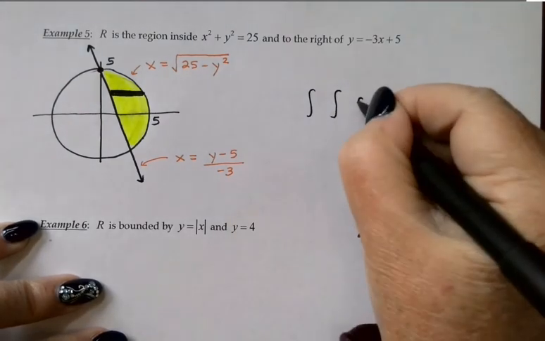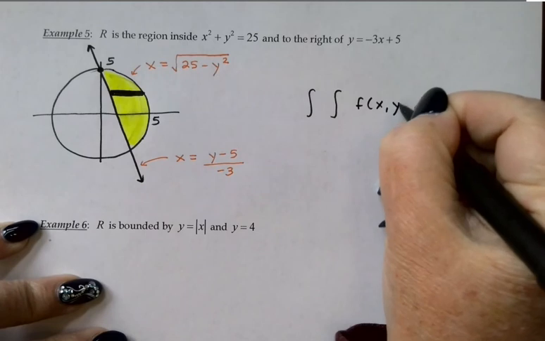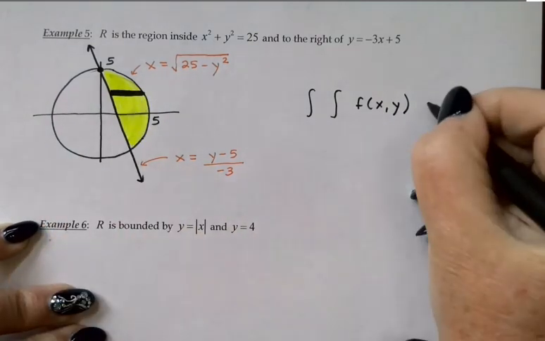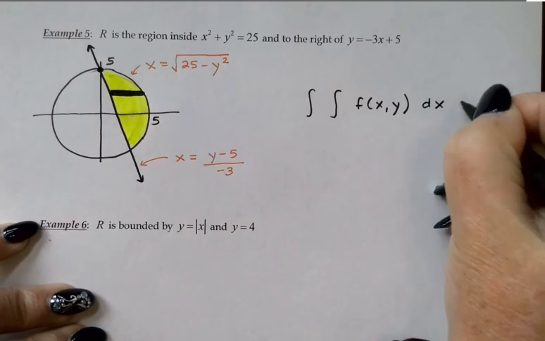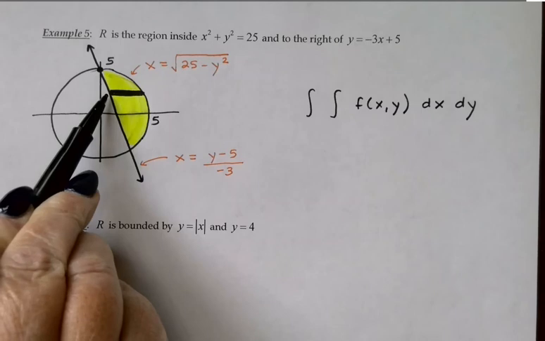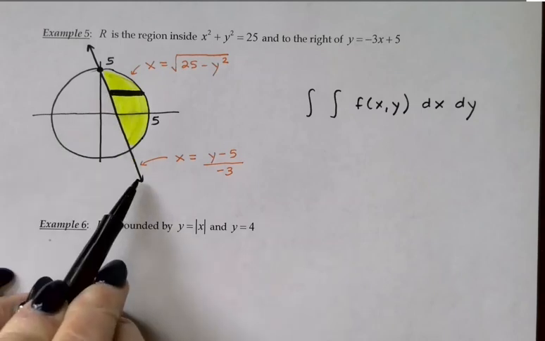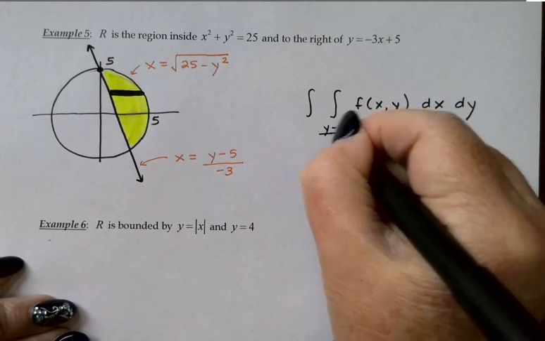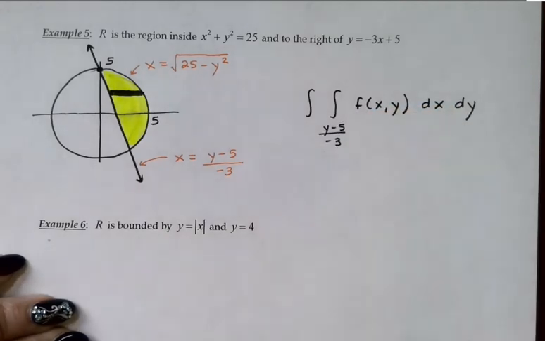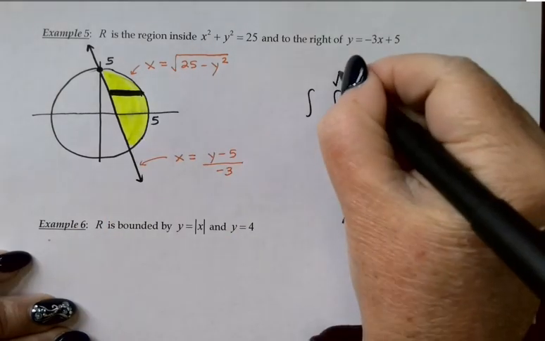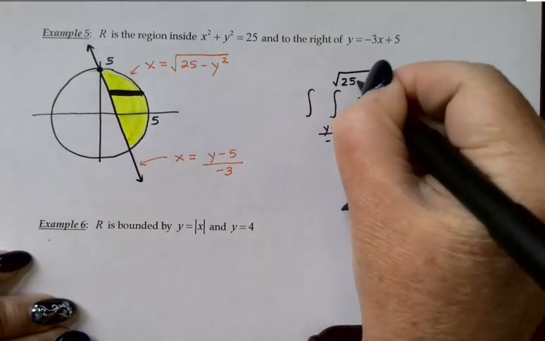So, my function f of x and y, whatever it is, with horizontal rectangles, I am going dx first, left to right, followed by dy. And the left side of my rectangle is on the line. So my lower limit of integration, y minus 5 divided by negative 3. The right side is on the circle, where x is equal to the square root of 25 minus y squared.